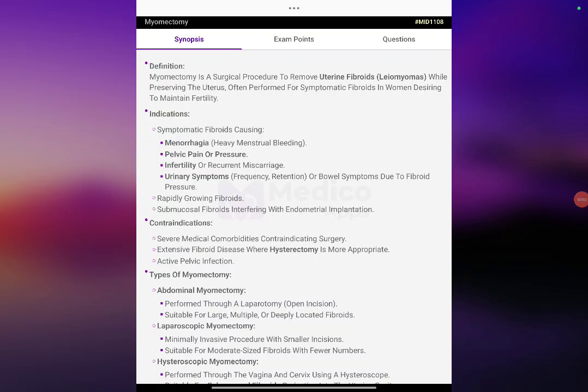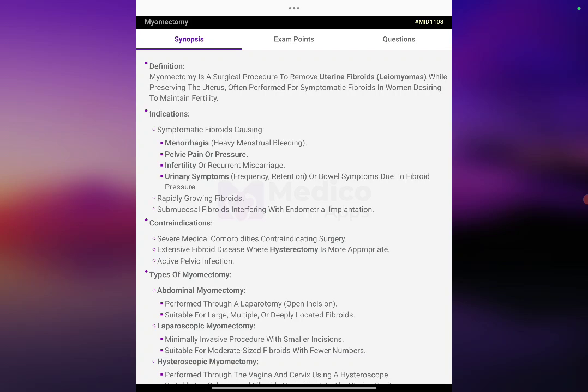Myomectomy is a surgical procedure to remove uterine fibroids while preserving the uterus, often performed for symptomatic fibroids in women desiring to maintain fertility. Symptomatic fibroids cause menorrhagia, heavy menstrual bleeding, pelvic pain or pressure, infertility or recurrent miscarriage, and urinary symptoms like frequency and retention of urine due to fibroid pressure.